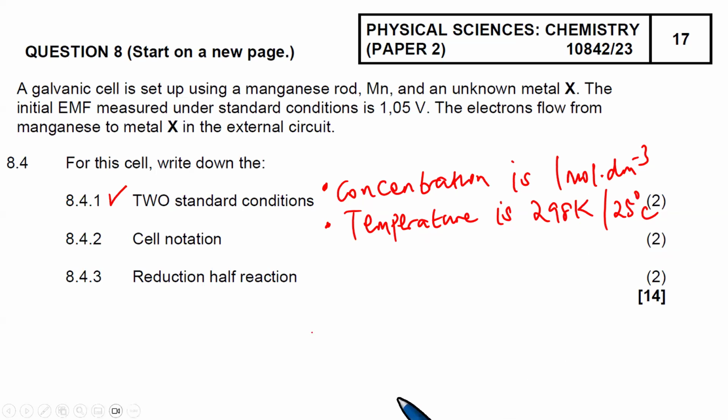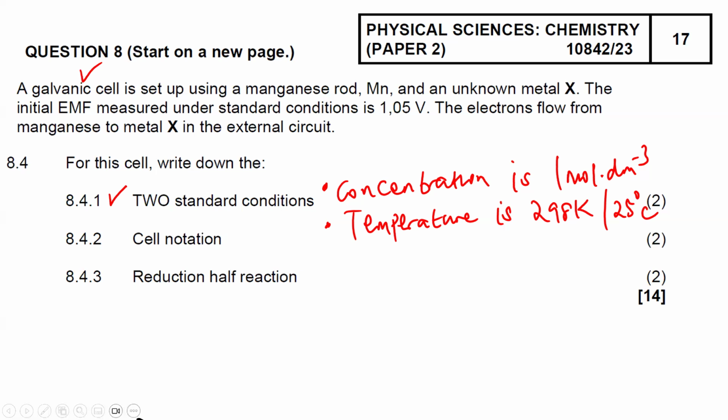These are the standard conditions, but they want two of the standard conditions. Please, students, make sure you remember your standard conditions. The concentration is 1 mole per cubic decimeter. The temperature is 298 Kelvin, or you can say 25 degrees Celsius as well. These are the standard conditions when we're doing galvanic cells. Pay particular attention to these.